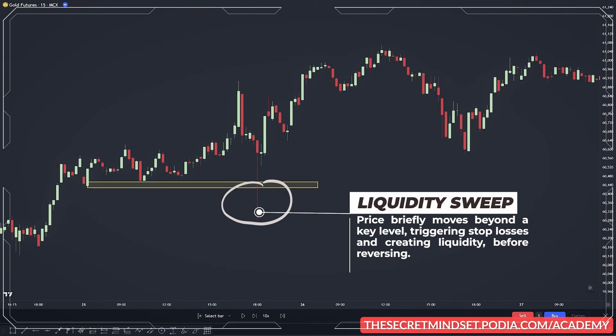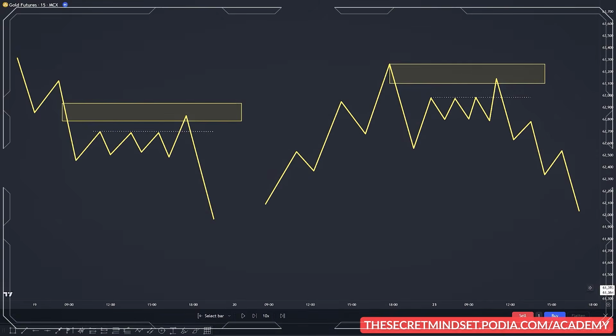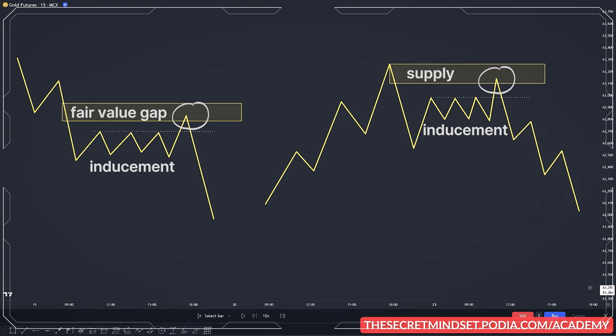This is when price briefly moves beyond the key level, triggering stop losses and creating liquidity before reversing. These sweeps often occur just before a significant move in the opposite direction. When looking for inducement setups, pay attention to fair value gaps and supply and demand zones. These are areas on the chart where price has moved quickly, leaving unfilled orders. Price often returns to these areas, creating opportunities for trades.